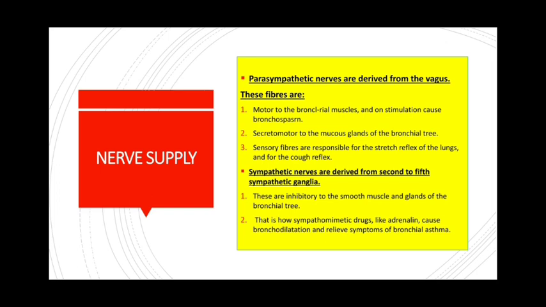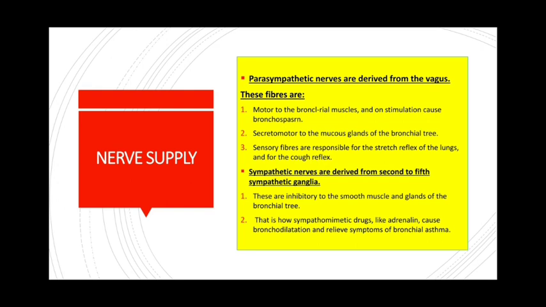And now nerve supply. The lungs are supplied by both parasympathetic fibers, which derive from the vagus nerve, and sympathetic fibers, which derive from the 2nd to 5th sympathetic ganglia. So what is the role of the parasympathetic nerve? It is a motor nerve that supplies the bronchial muscles and causes bronchospasm, right? It is also secretomotor to the mucous glands of the bronchial tree and causes secretion of mucus. Sensory fibers are responsible for the stretch reflexes of the lungs and for the cough reflex.